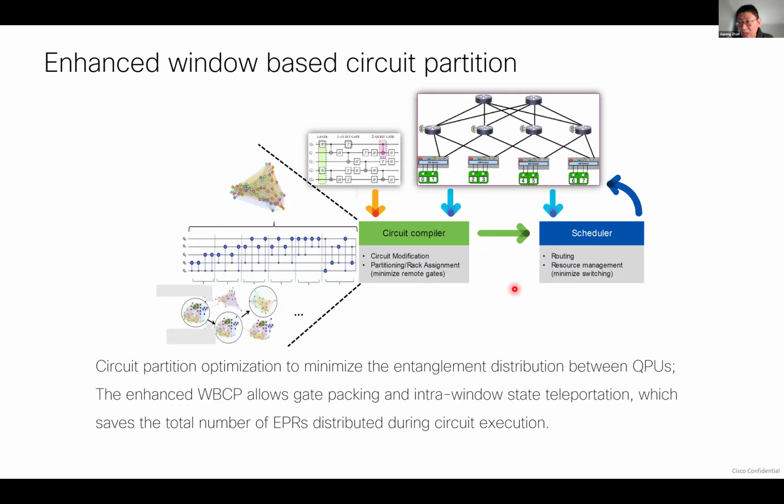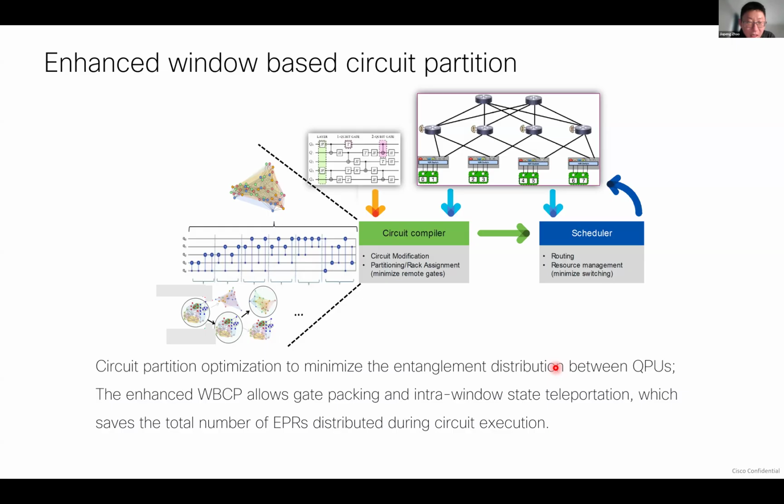After determining the topology, we will do our circuit partitioning. So at Cisco, we are developing a new enhanced window-based circuit partition for better circuit compilation. The conventional circuit partitioning aims to optimize the entanglement distribution inside one QPU. But now in distributed quantum computing, the circuit partition will also include the optimization of the entire network as well.